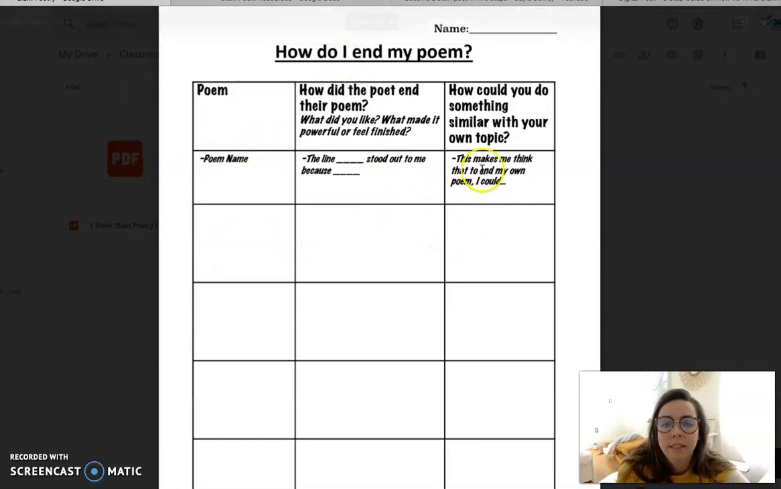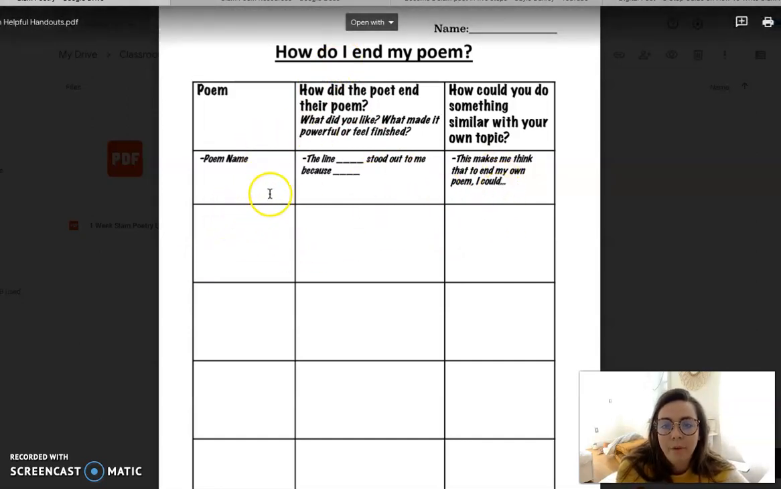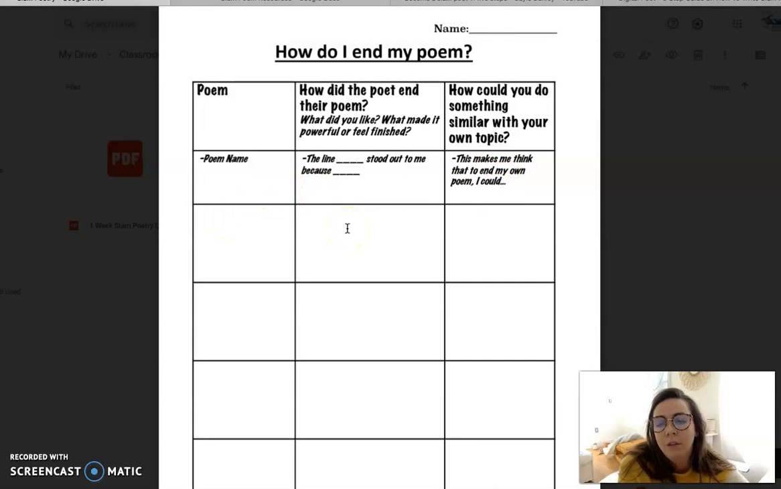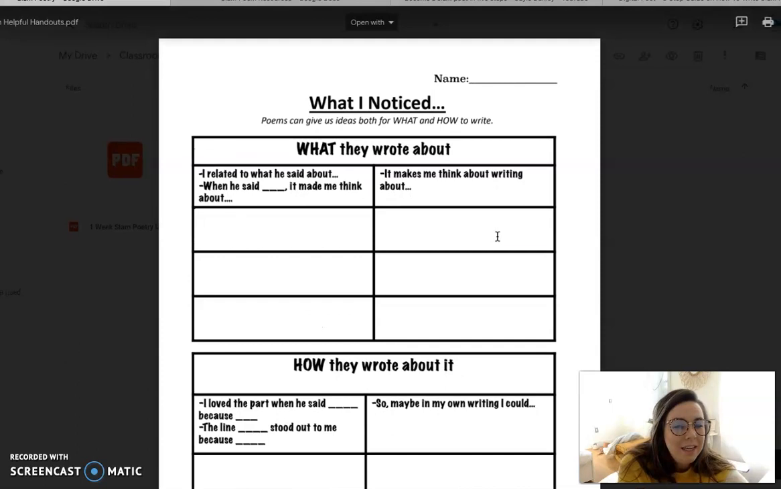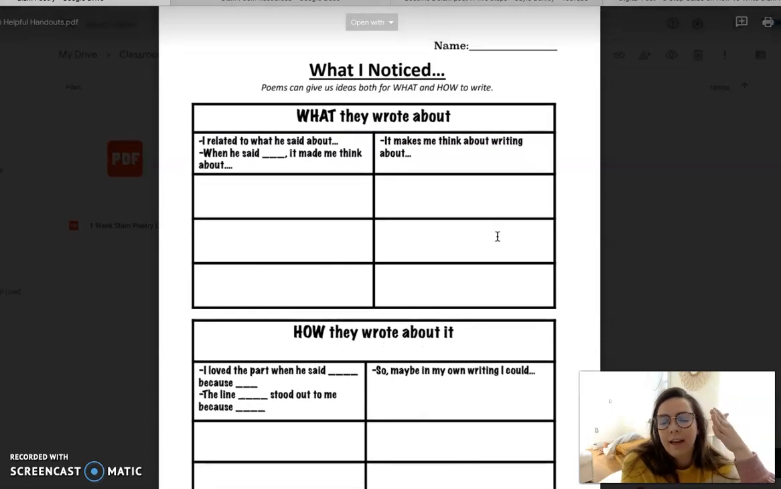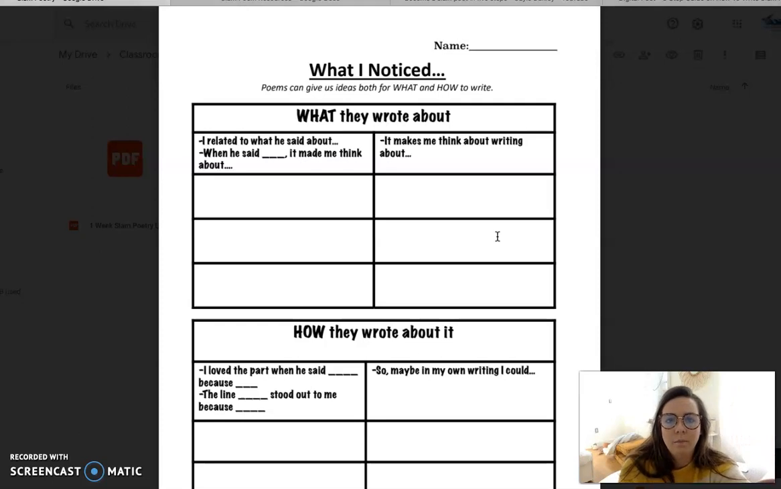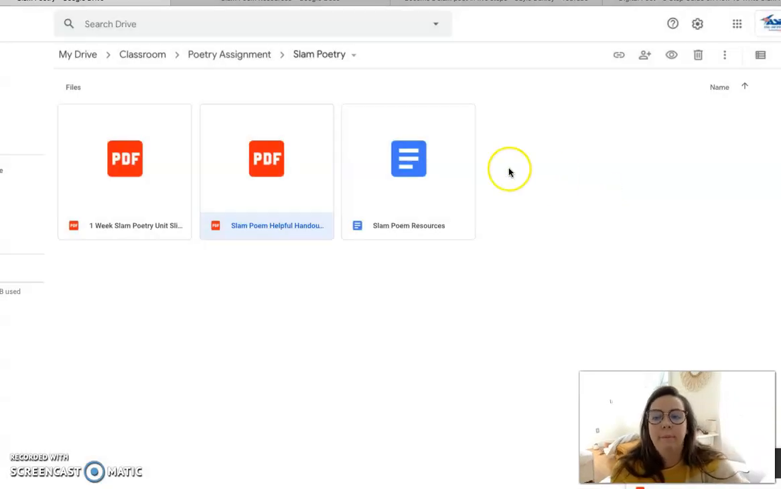Again, same thing. You're going to watch a slam poem, figure out how that poet ended their poem, and then how could you do it to yours. So these are really just a more structured way to help you when you do watch some slam poems, some videos. These tables should act as a very structured, sequential way to get your thoughts out. But if you don't need this, don't use it, okay?